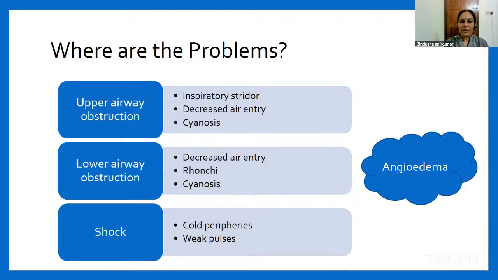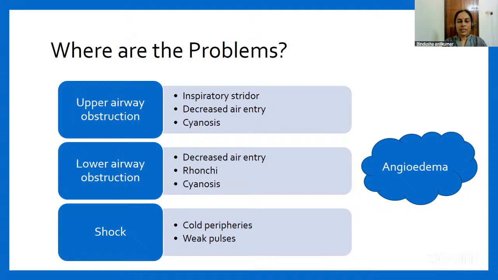So what are the problems here? Patient is actually having upper airway obstruction as evidenced by the inspiratory stridor, decreased air entry and cyanosis. Patient also has lower airway obstruction because the child is having bronchi also. Again, decreased air entry may be due to upper airway or lower airway obstruction. And there is shock also. Patient is having cold peripheries and weak pulses, and angioedema is also there.